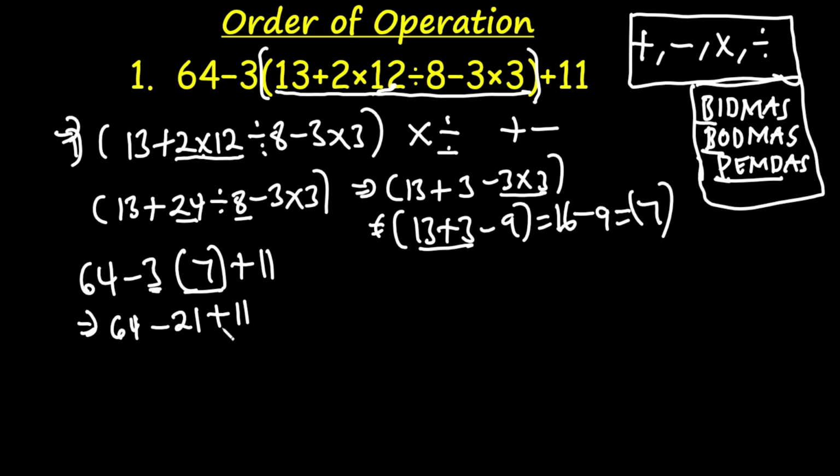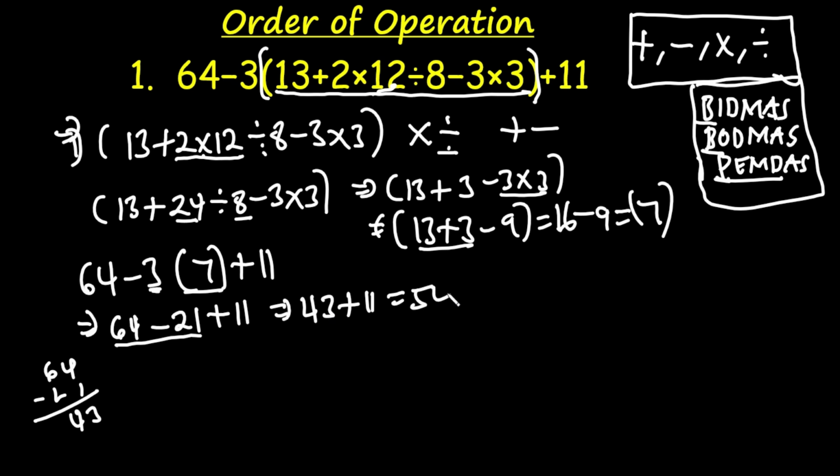But don't say that in BODMAS, as you see over here, the A comes before the S. So you're going to solve this first. In the order, when the subtraction sign comes before the addition, we are going to consider the subtraction first. Now 64 minus 21: 4 minus 1 is 3, then 6 minus 2 is 4. Over here we have 43 plus 11, which will give you 54.